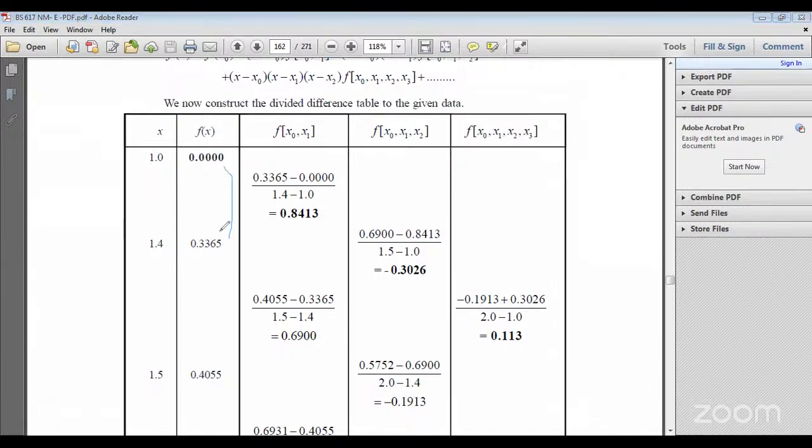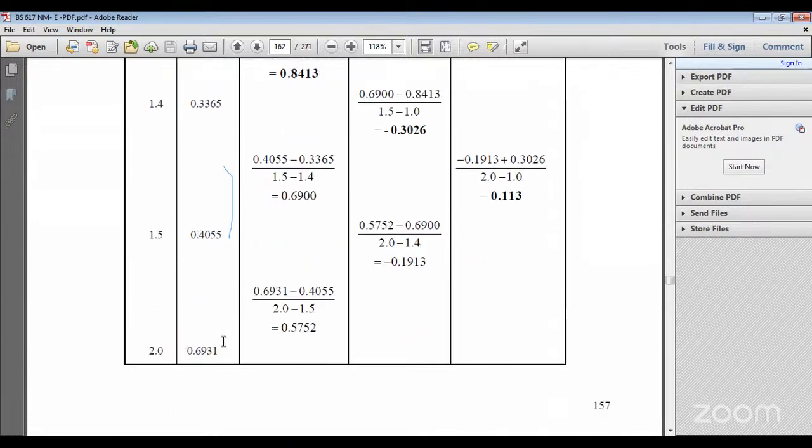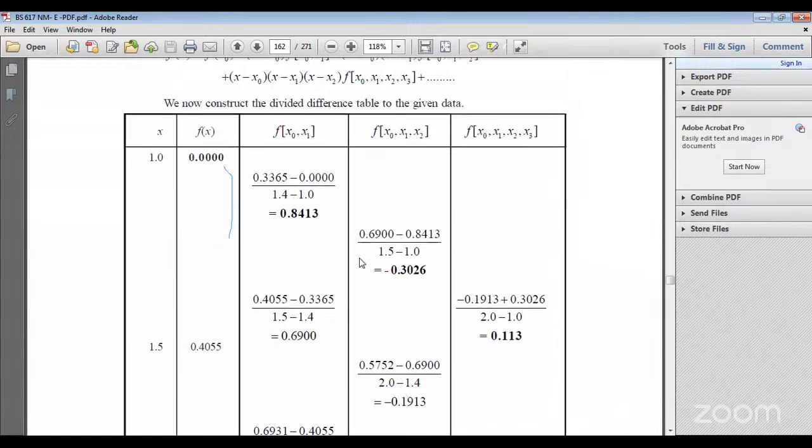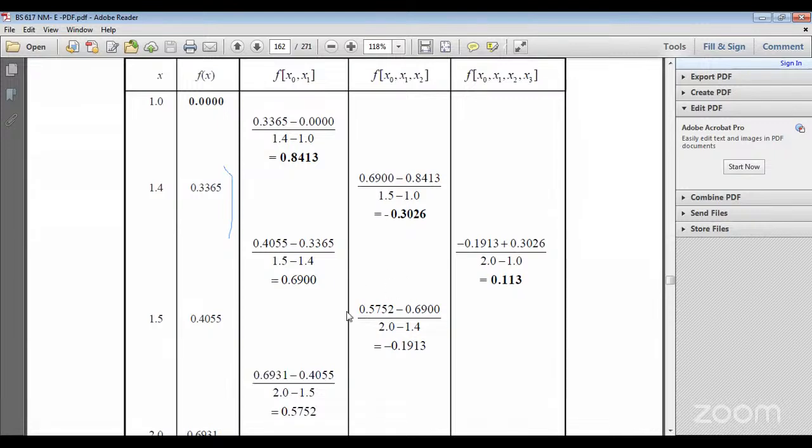So we are subtracting 0.3365 minus 0, divided by 1.4 minus 1.0. That is the output, 0.8413. Then 0.4055 minus 0.3365 divided by 1.5 minus 1.4, and 0.6931 minus 0.4055 divided by 2.0 minus 1.5. So what are the values? We are subtracting the second from the first, the third from the second, and the fourth from the third. What are the values here? So here are the four values.